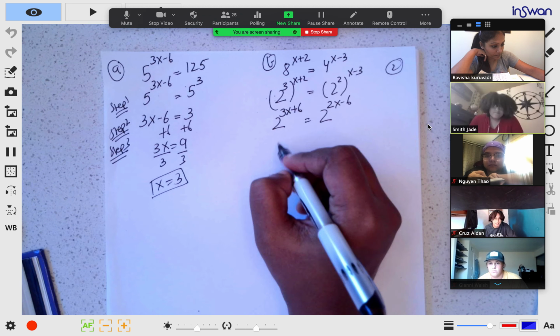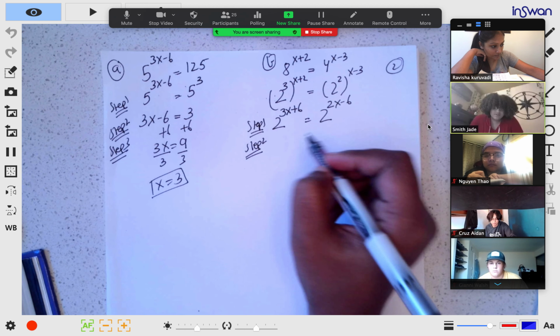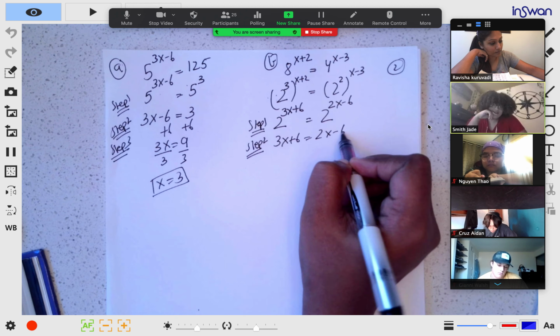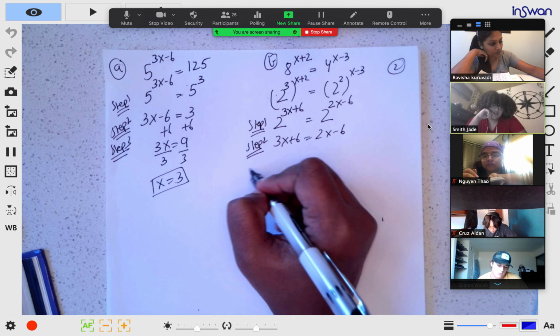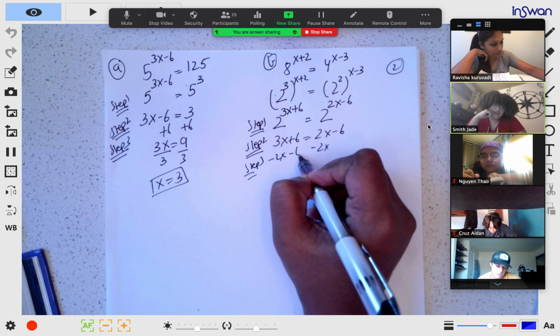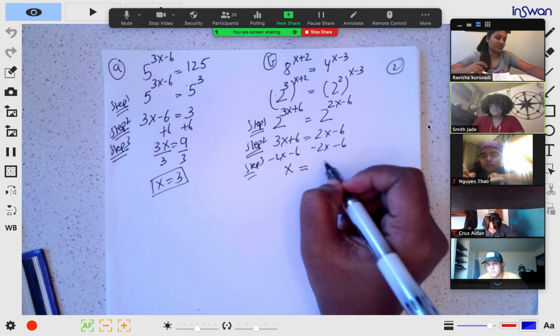Okay. And then you just equal them together. So it'd just be 3x plus 6 equals 2x minus 6. You minus the 2x on the left side, and then you minus the 6 to go to the right side, and you get x equals negative 12. Negative 12. Correct. Really good, Jade.